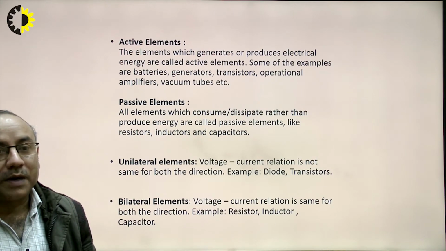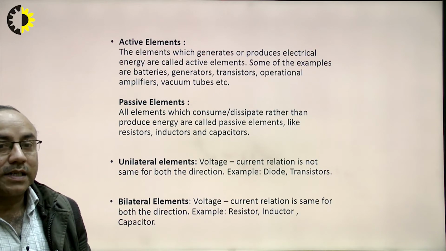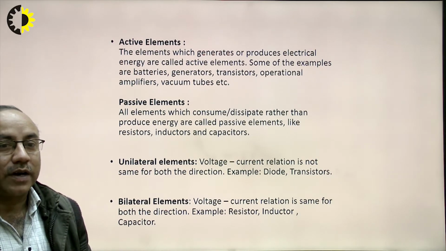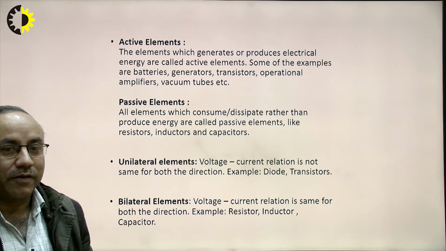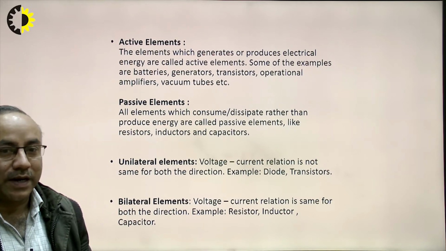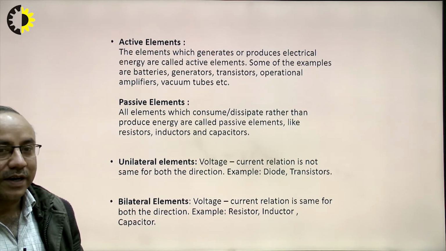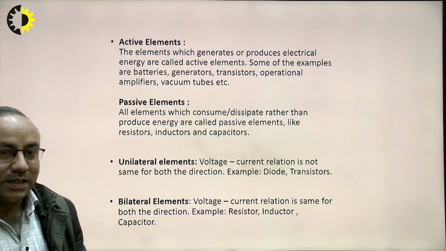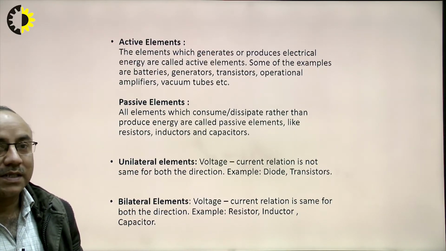Now, if we talk about bilateral elements, there the relation between voltage and current is the same for both directions of current flow. That means there will be no change in the relation between voltage and current, whatever the direction of current flow, either forward or reverse flow of current. The example for this is R, L and C, in which the voltage and current relations are not affected by a change in the current flow direction. That is why they are bilateral elements.